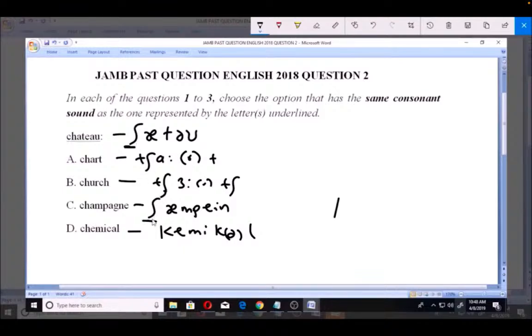So you can see that this champagne here, champagne, chateau, they are similar because of this and this. This one is T before the ch, T before the ch. So it's different, but this and this are the same. So that makes option C the right answer for this. So these are the oral transcriptions of these words. So with that, you can easily identify the consonant sounds that are similar. And that makes option C the answer. Thank you.